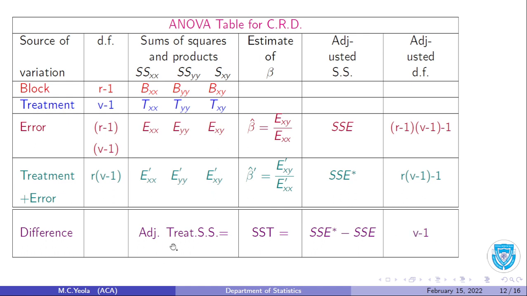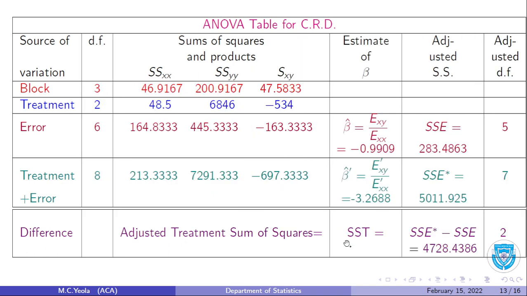And how we get this adjusted treatment sum of squares SST, that is SSE star minus SSE. All this information we have obtained in the previous slide. We substitute those values in the table and we get the table like this here. All those values which we have obtained previously, I have substituted over here.